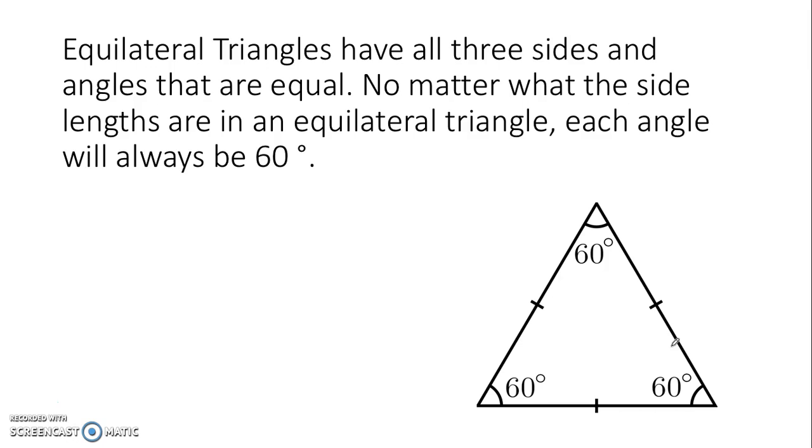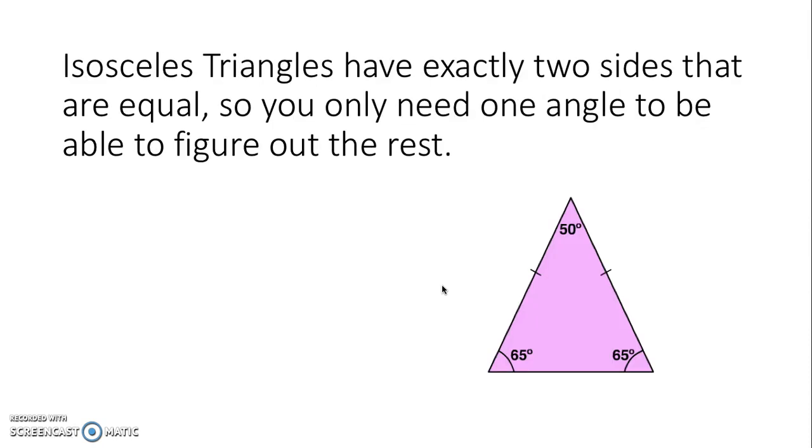So every single equilateral triangle, no matter how big or small it is, each angle measurement is going to equal 60 degrees. And each side is also equal. Equilateral, equal. And the last one that we're going to be talking about is an isosceles triangle. Isosceles triangles have exactly two sides that are equal, so you only really need to know one angle to be able to figure out the rest.